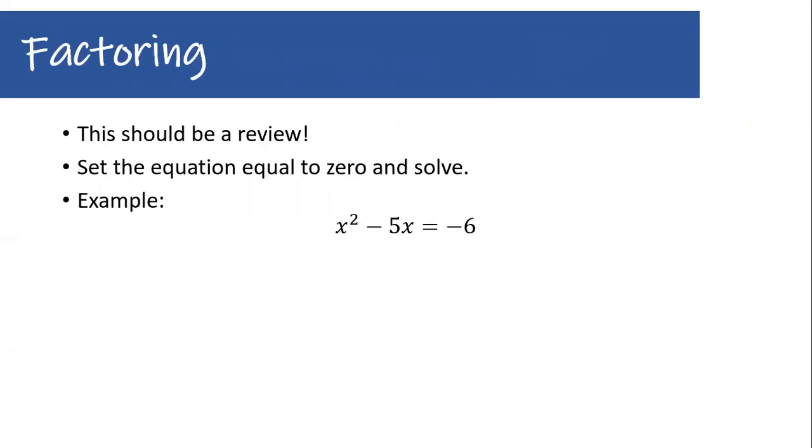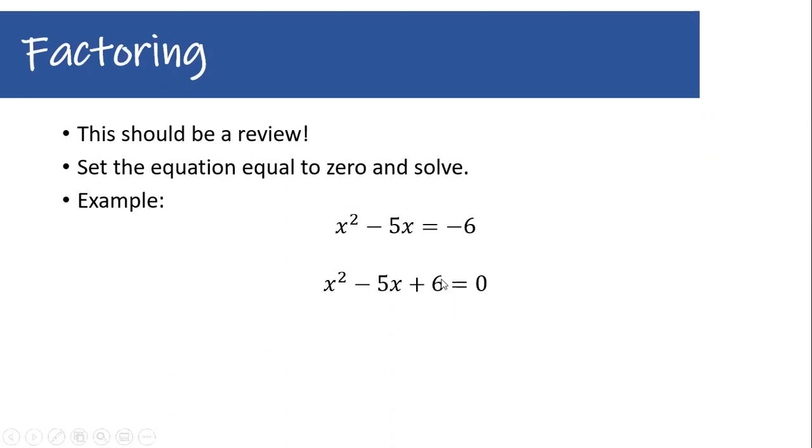The first is factoring, and factoring should be a review for you. You're going to set the equation equal to 0 and you're going to solve. So for example, if we have x squared minus 5x equals -6, we need to move that -6 to the other side so that all that is left on the right side is 0. So we're left with x squared minus 5x plus 6 equals 0.